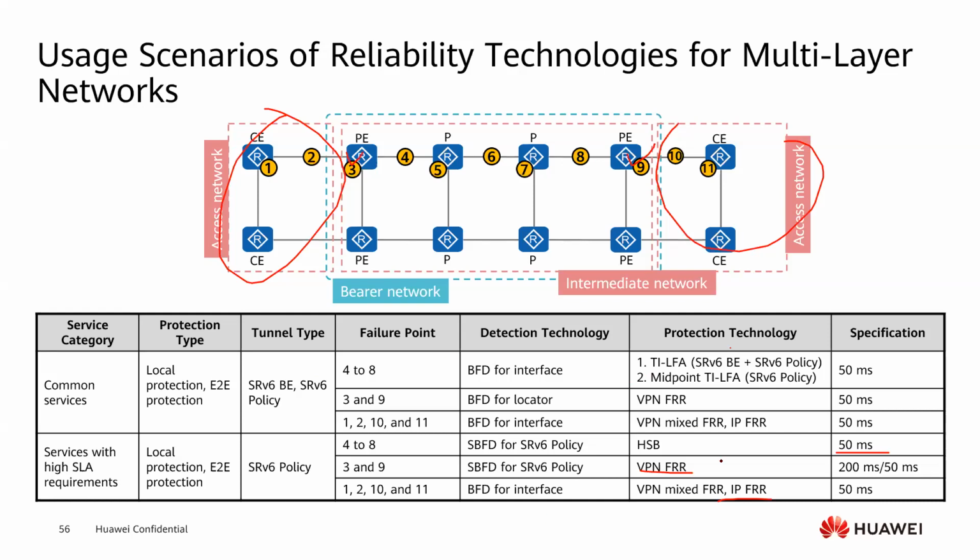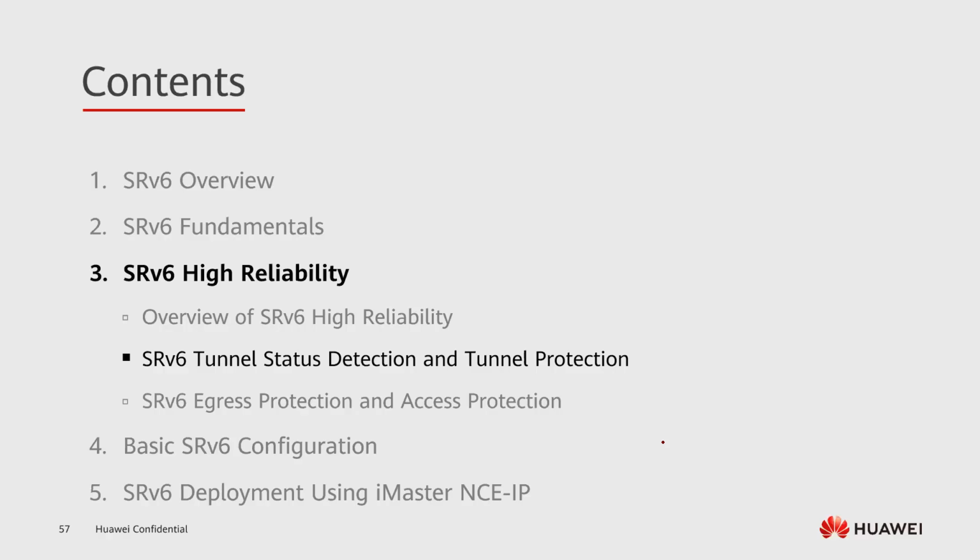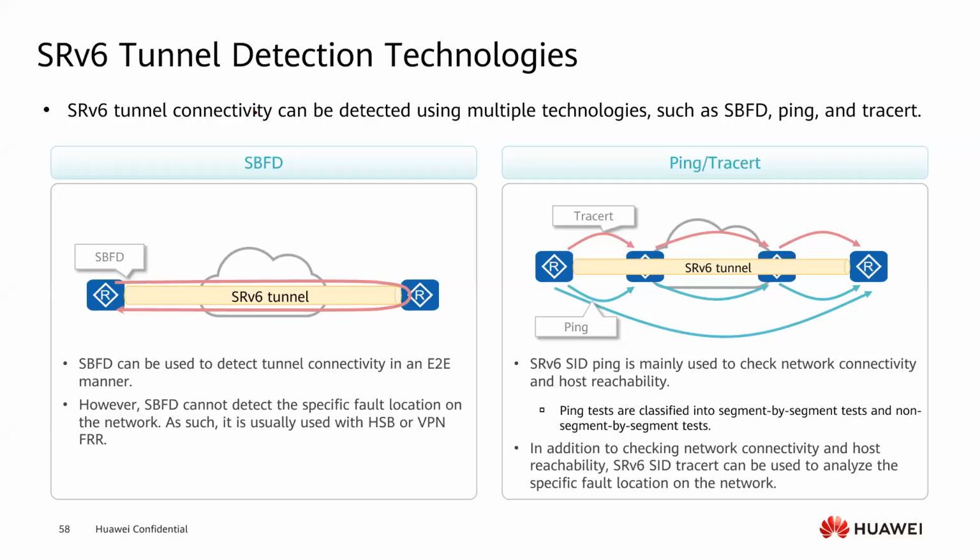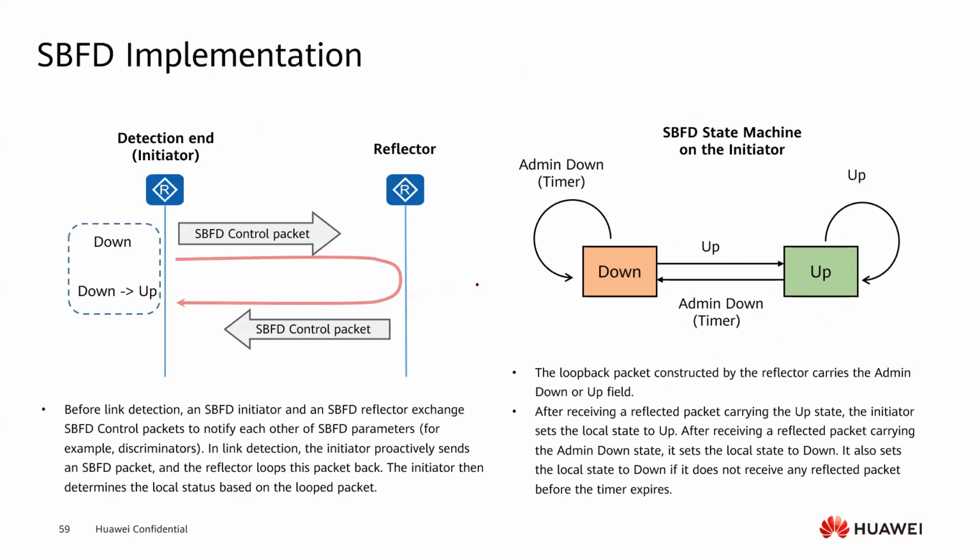So to make this happen, we need to introduce two types of technology. One is for detection and the tunnel protection. So first is tunnel detection technology. So basically we will use two. One is SBFD, another is ping and trace route. SBFD we actually mentioned yesterday, what SBFD is. Basically it's similar to the one-armed BFD, which was widely used in the old time.